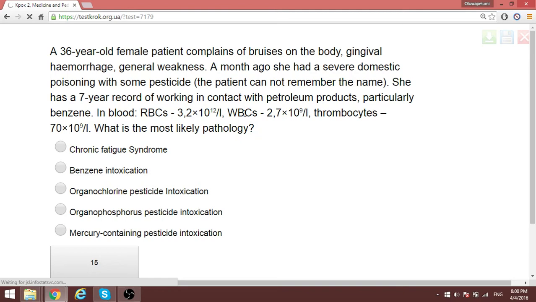Please don't be quick to choose because you've seen the word pesticide in the question. Don't be quick to choose organophosphate pesticide intoxication. No. He said a month ago, after all this presentation, she had a severe domestic poisoning with some pesticide. The patient cannot remember the name. If this is the intoxication, it was a month ago, and pesticide works faster than that. In this case, she has a 7-year record of working in contact with petroleum products, particularly benzene. So there's a chronic exposure. So this is benzene intoxication.